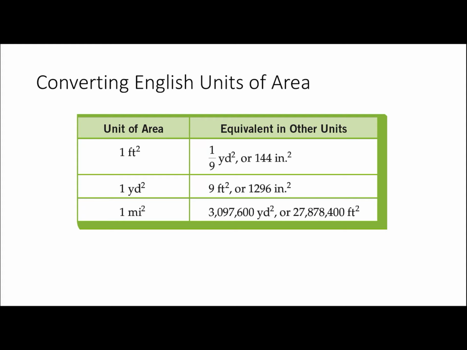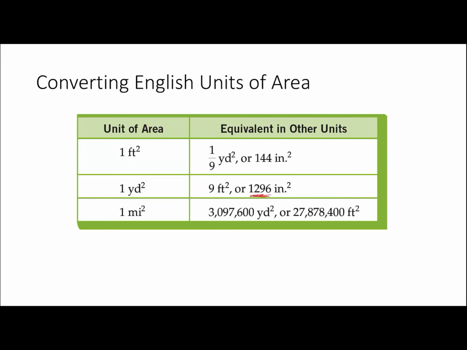We can also do the same thing with yards. It is 9 feet squared, because again, a yard is 3 feet by 3 feet, and so that'd be 9 feet squared. Or we can convert it to inches. 36 inches we know is a yard. 36 times 36 is 1296. That's where this number comes from.